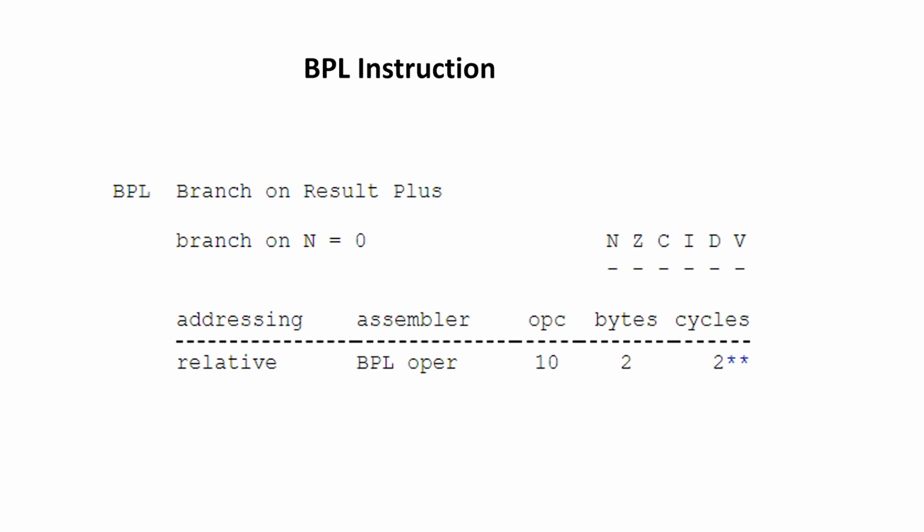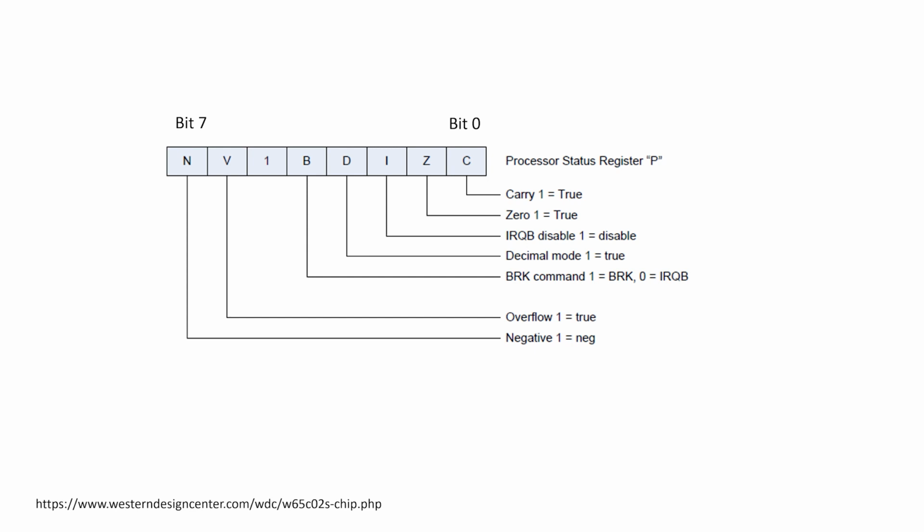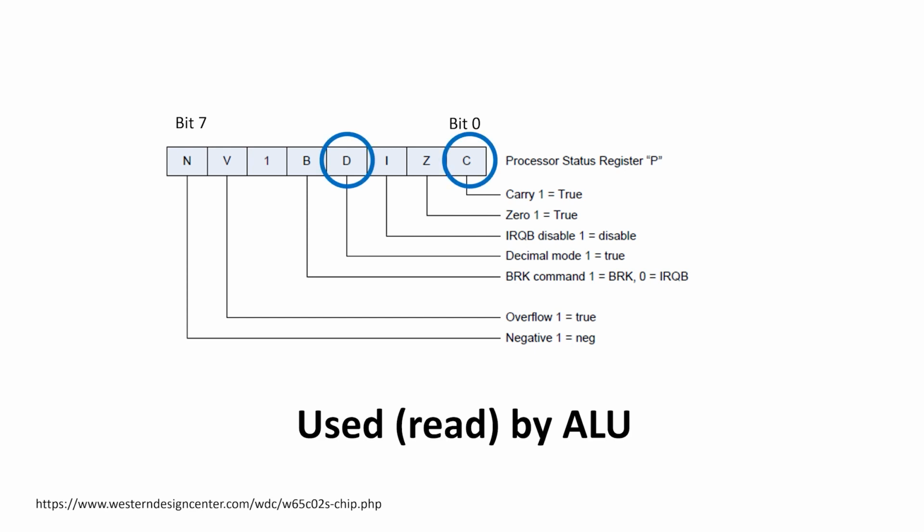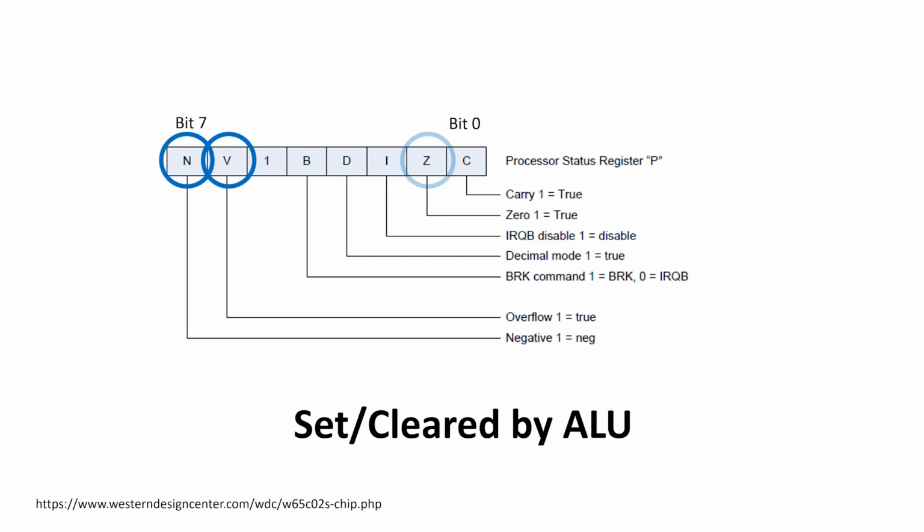This is the BPL, or branch on positive result instruction. It looks at the negative flag and branches if it's clear. Before we implement the branch instructions in this project, we need to make sure that the status register is being used properly. The ALU itself takes the decimal and carry flags as inputs, and in turn, it's capable of setting or clearing the negative, overflow, zero, and or carry flags.